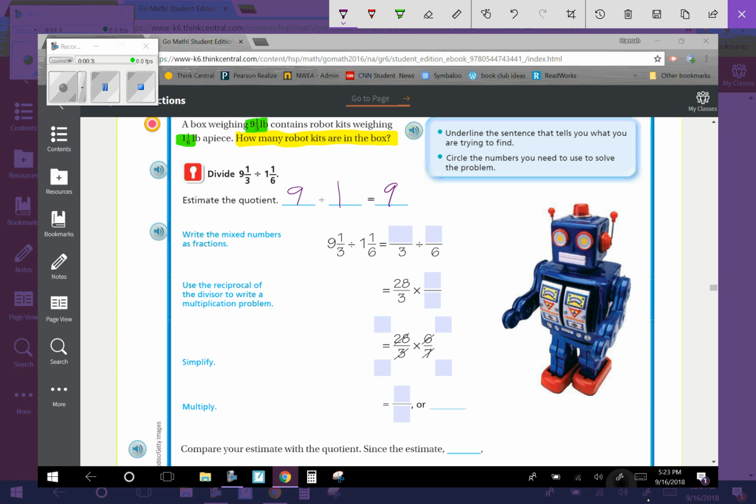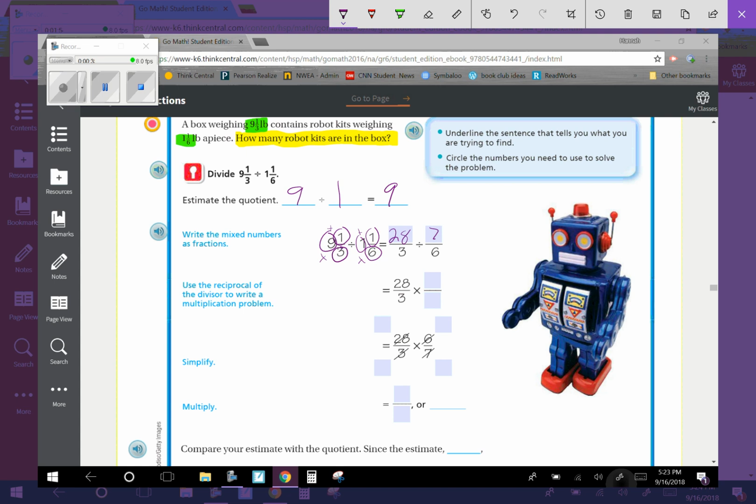So we're going to take denominator times whole number, and add the numerator. So 9 times 3 is 27, plus 1 is 28, and we leave the denominator as 3. 6 times 1 is 6, plus 1 is 7, so 7/6. So now we have 28/3 divided by 7/6.